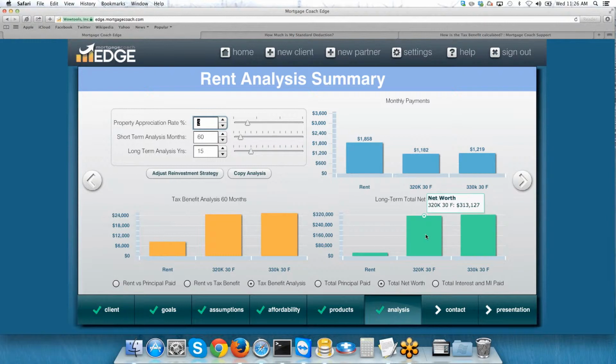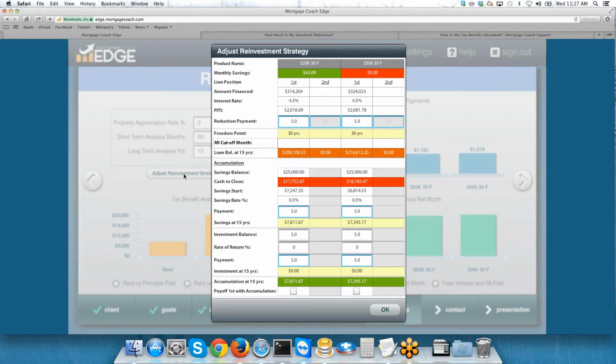But the net worth on the home ownership side, obviously much greater. They're accruing lots of equity in the home, and they actually still have a little bit left in the bank account. Let me show you what this looks like.